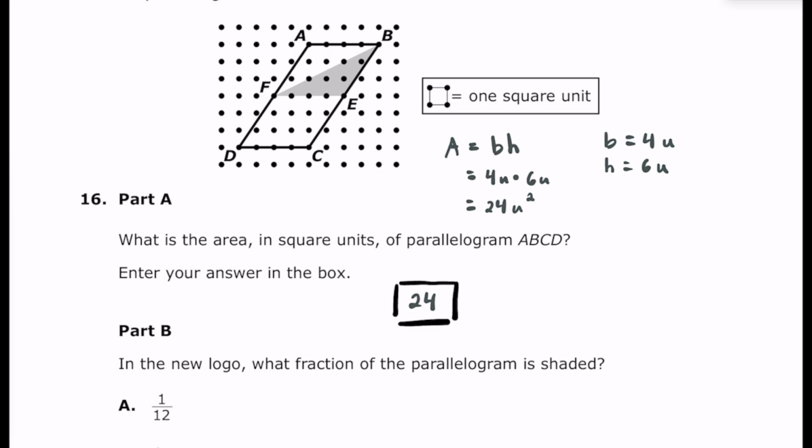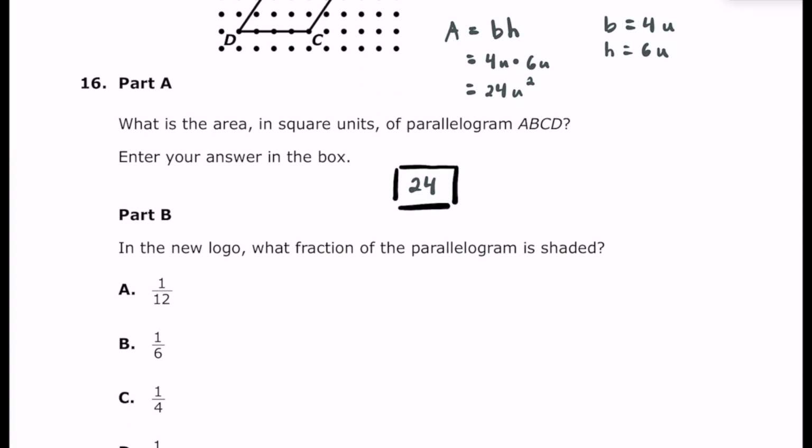For Part B, it says in the new logo, what fraction of the parallelogram is shaded? Well, let's see here. We know the area of the parallelogram. Maybe we should go ahead and see if we can find out the fraction would be the area of the triangle divided by or out of the area of the parallelogram, right? So again, what fraction is shaded? Shaded is going to be area. So if we can find out the area of the triangle, I think we could do this. So we already know the area of the parallelogram is 24. What's the area of the triangle?